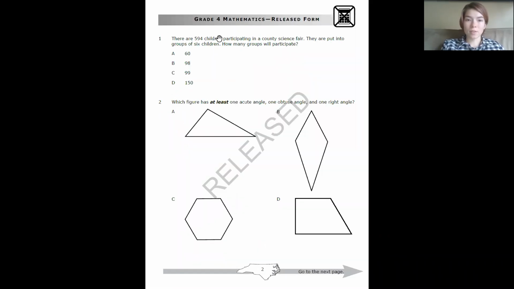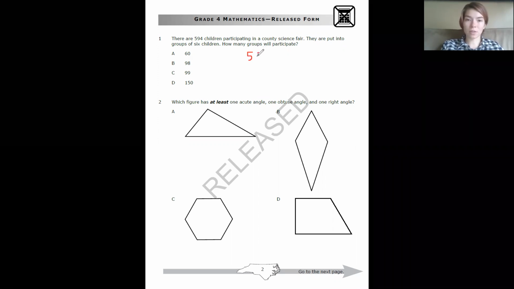Okay, starting on question number 1, there are 594 children participating in a county science fair. They are put into groups of 6 children. How many groups will participate? So we have 594 children, and we're splitting them up into groups of 6 kids each. That means that we're going to want to divide 594 by 6.